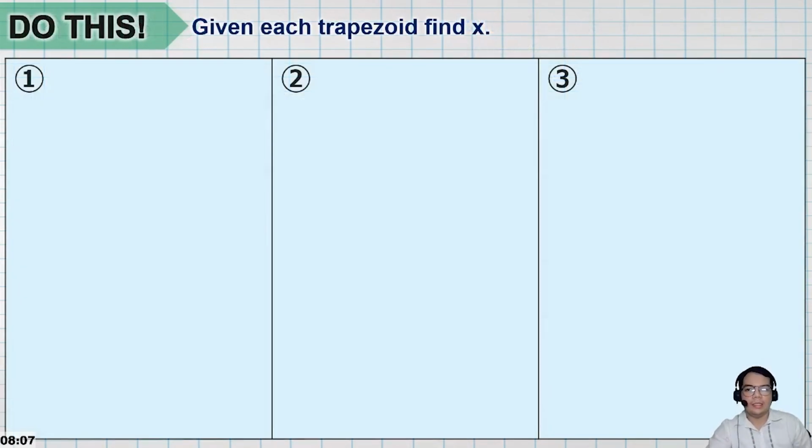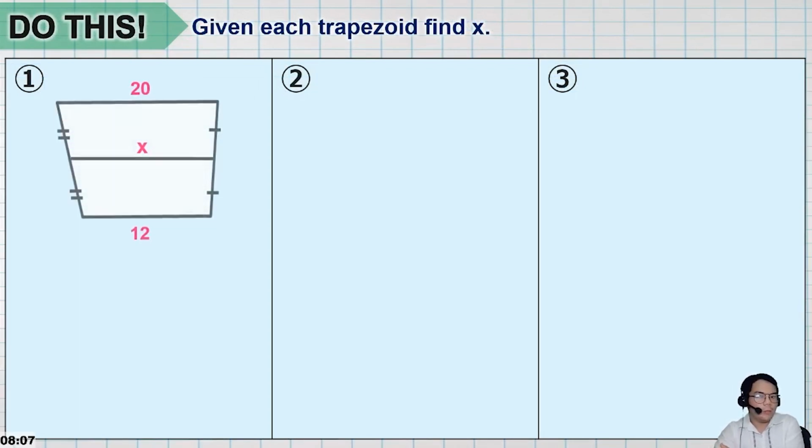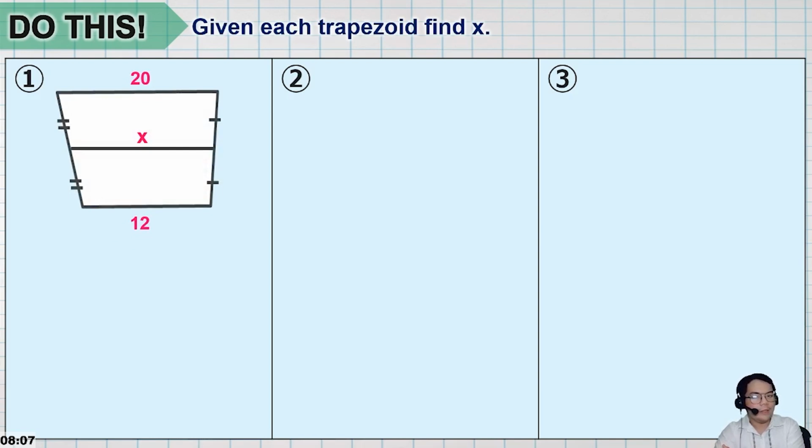Gets po? Okay, so for the following, ito ay paghanap lang ng value ng variable x on this given trapezoid. Ito madali lang. We just need to apply the property of the median, which has the formula 1/2 base 1 plus base 2.